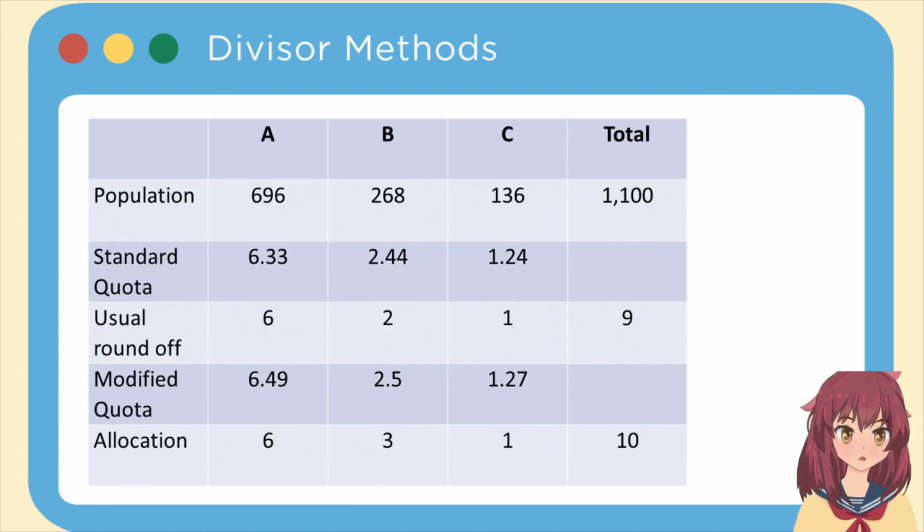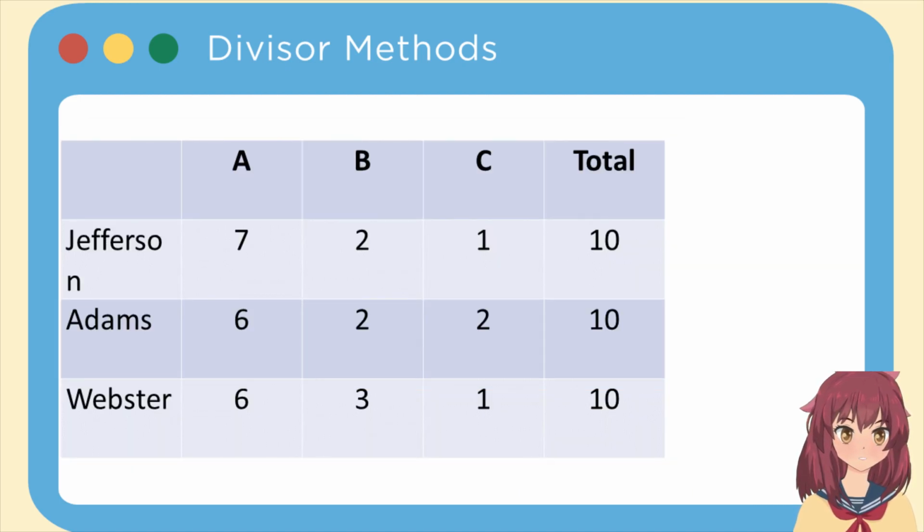This table shows the comparison of allotments decided using different methods. We see that after using the 3 divisor methods, we obtain 3 different apportionments. In Jefferson's method, City A is allotted 7 seats, B has 2 seats, and C has 1. In Adams' method, 6 seats are given to A, 2 to B, and C has 2. In Webster's method, A has 6 seats, B has 3, and C has 1. It is known that the 3 divisor methods can violate the quota rule. However, it can be proven that none of the 3 divisor methods can suffer from paradoxes.